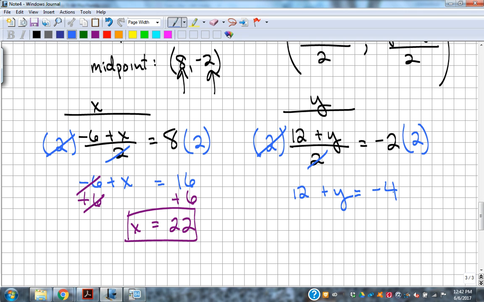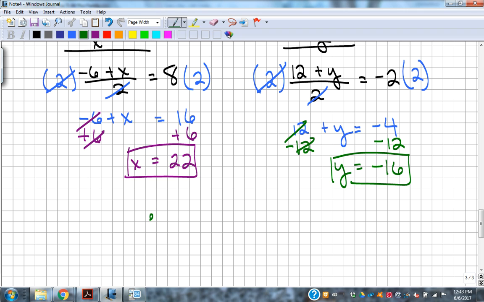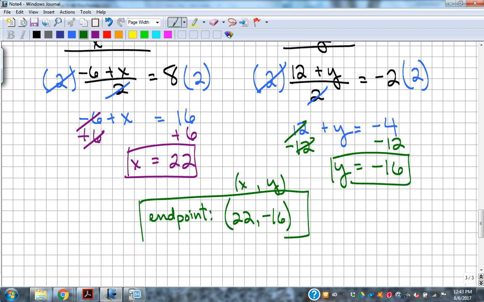So that's 12 plus y is equal to negative 4. And then I want to get y by itself. So how do I get rid of the 12? Yeah, subtract 12 from both sides. There's y by itself. Negative 4 minus 12, negative 16. So the missing endpoint x comma y. Remember, x comes first. So that'd be 22, negative 16. And that's the endpoint that they didn't tell us about.